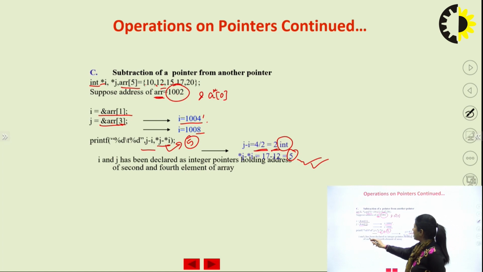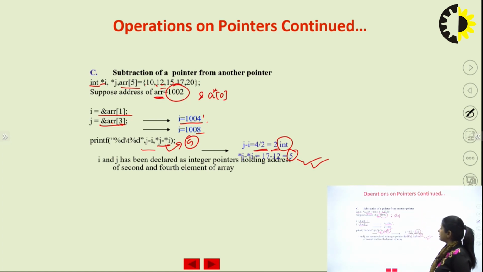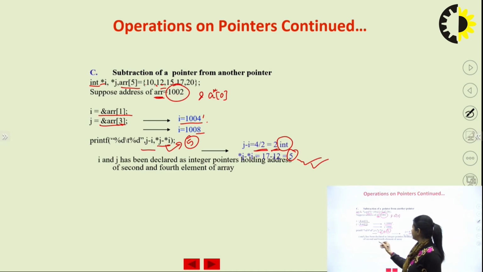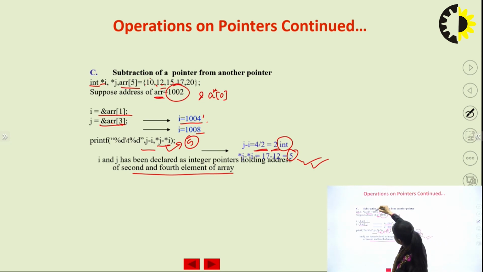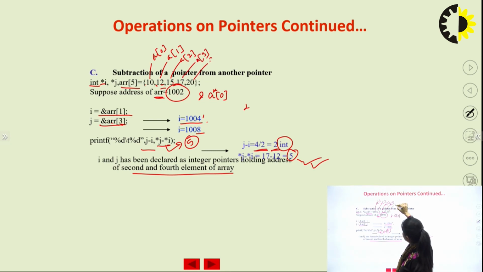I and j have been declared as integer pointers holding the address of the second and the fourth element of the array, because array indexing starts with 0. So, it will be the 0th element, A0, A1, A2 and so on, like this.